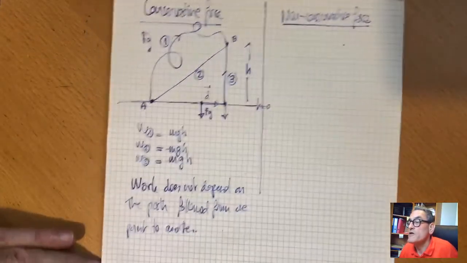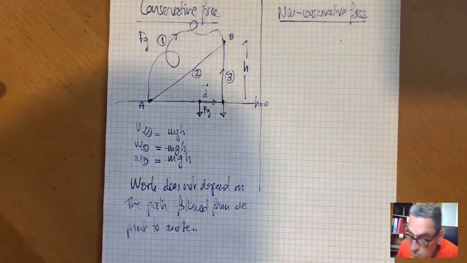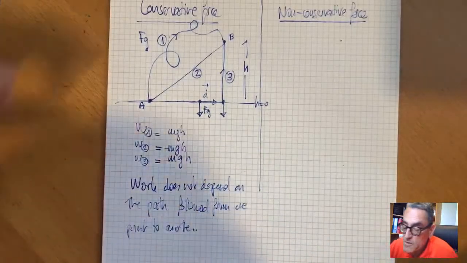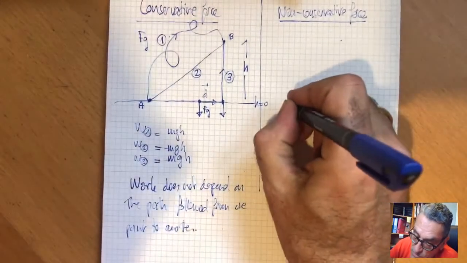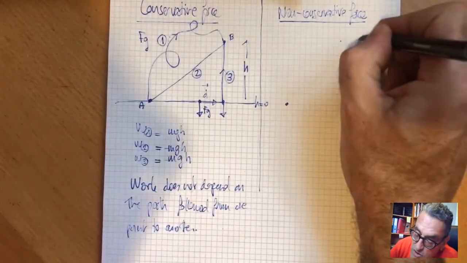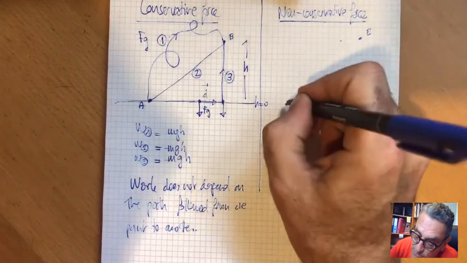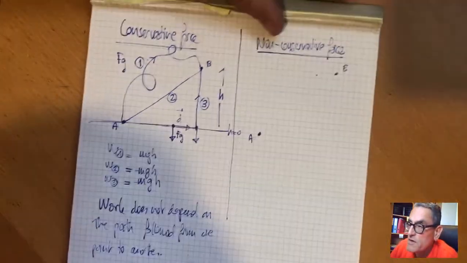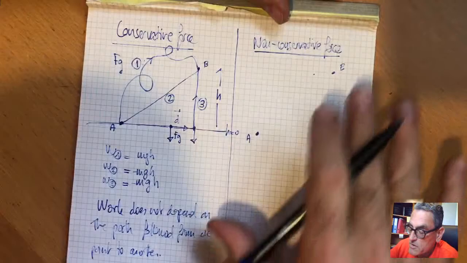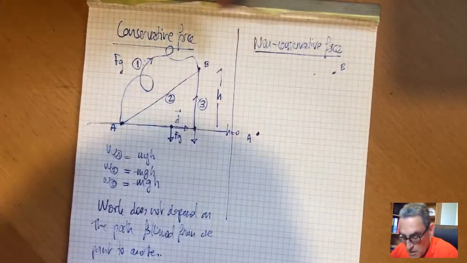Maybe this is not very clear for you yet, so it will become clear when I give you an example of a non-conservative force. Let's imagine we have these points A and B, but let's imagine these points are on my desk. I have point A here, and I have point B here.